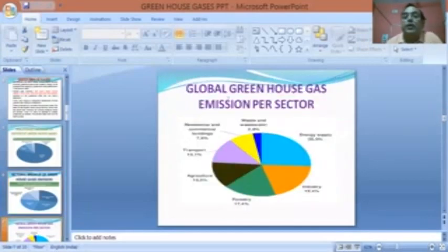So we have seen a few greenhouse gases, and how different sectors emit different greenhouse gases. So energy supply 25%, industry 19.4%, forestry 17%, agriculture 13.5%, transport and residential and commercial buildings 7.9%.